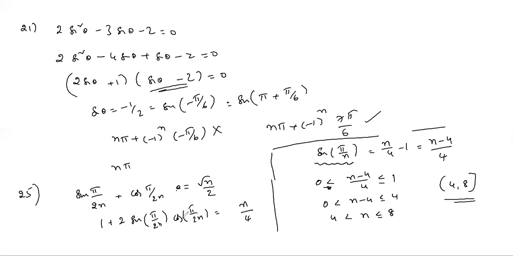Understand? Squaring on both sides, sin theta plus cos theta whole square, sin square theta plus cos square theta is 1, plus 2ab equals root n by 2 whole square, which is n by 4. 2 sin theta cos theta is sin 2 theta. 2 into 1 by 2 will cancel. So sin pi by n equals n minus 4 by 4. See, n is a natural number here. So the value of sin pi by n lies between 0 and 1 only. 0 is also not possible because by putting natural numbers you won't get 0.